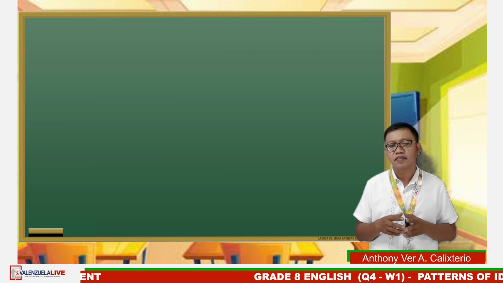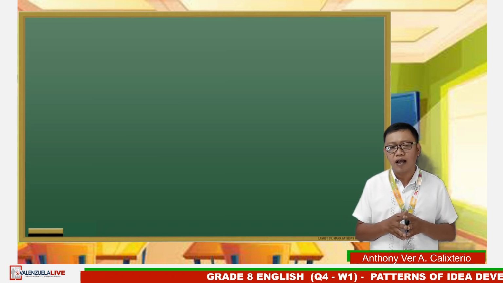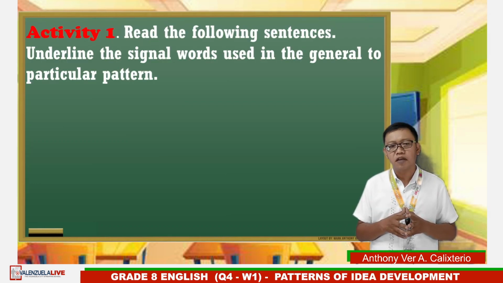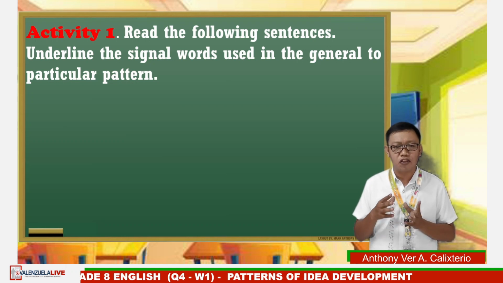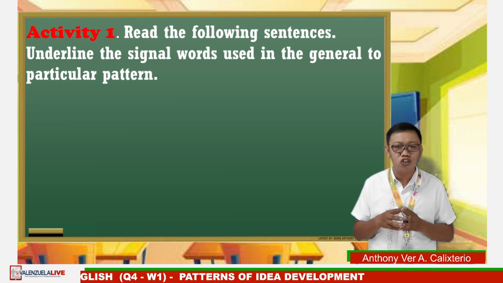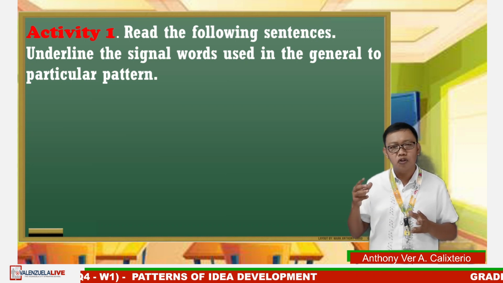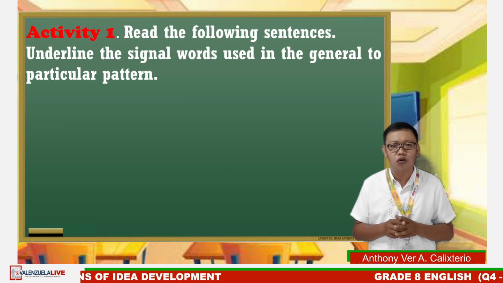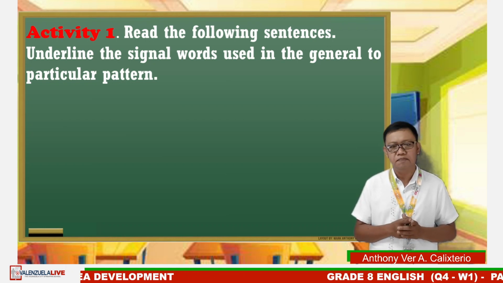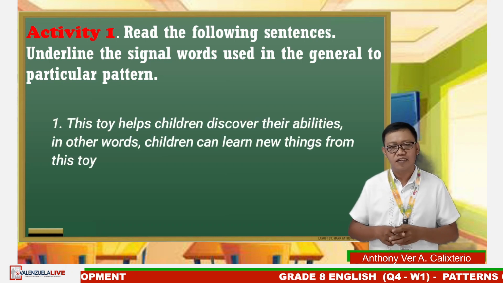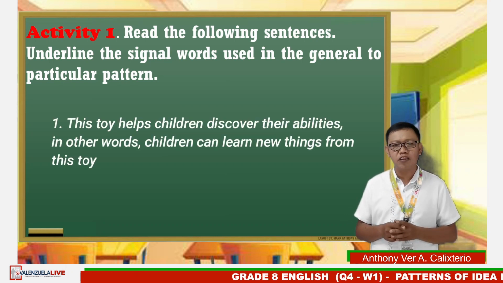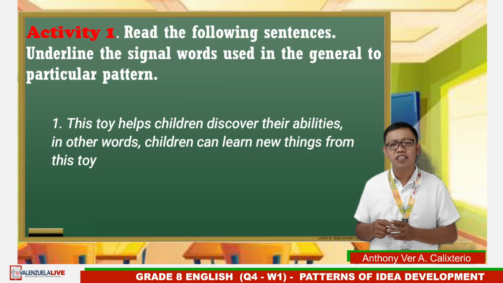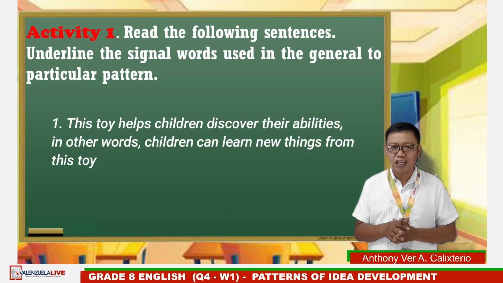Now people, for us to know, let's have an activity number 1. Okay? Direction is, read the following sentences and then underline the signal words used in the general to particular pattern. That means you have to use your module. Ready? Number 1. This toy helps children discover their abilities. In other words, children can learn new things from this toy. 5 seconds.